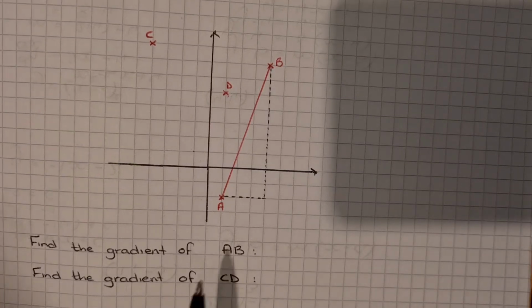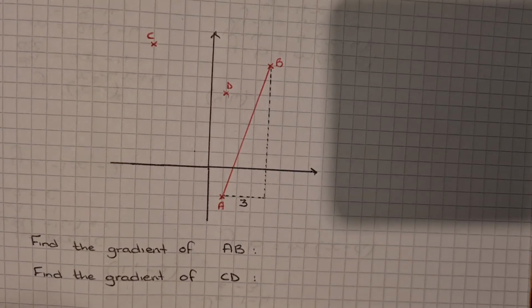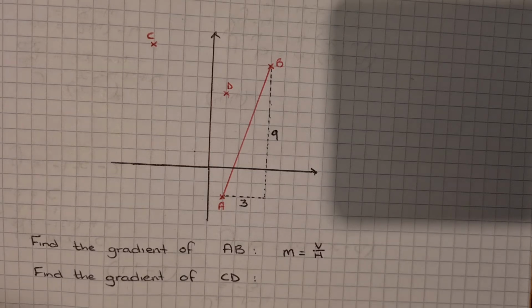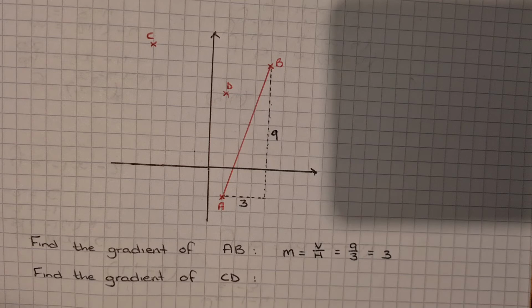And the same as before, count your horizontal distance, which is 3, and count your vertical distance, which is 9, and write it as a fraction, so vertical over horizontal, which is 9 over 3, and we know that means 9 divided by 3. So in its simplest form, the gradient for that line is 3.